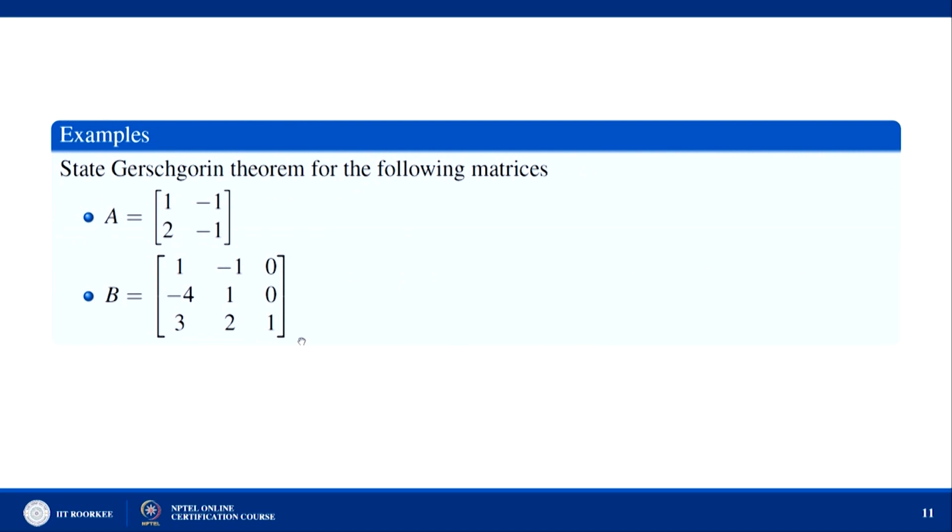Hence, we have seen the properties of some special matrices like unitary, orthogonal, idempotent matrices and so on, and also how we can find the range of the eigenvalues of a given matrix using Gershgorin's theorem.